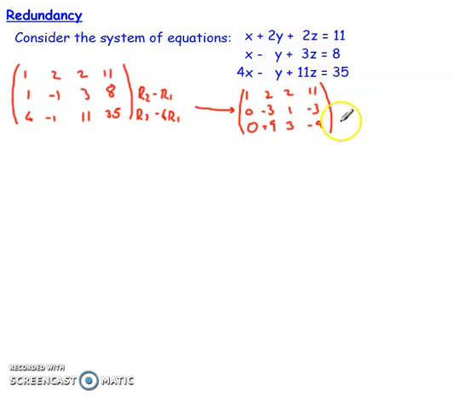If I were to then do row 3, take away 3 of row 2, with the aim of eliminating this variable here, what that would then give me is a system that has the augmented matrix of 1, 2, 2, and then 11, 0, negative 3, 1, negative 3, and then a bottom row of 0, 0, 0, 0. So I've got an entire row of zeros within this system.